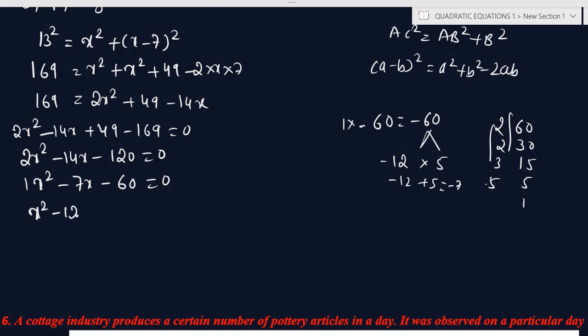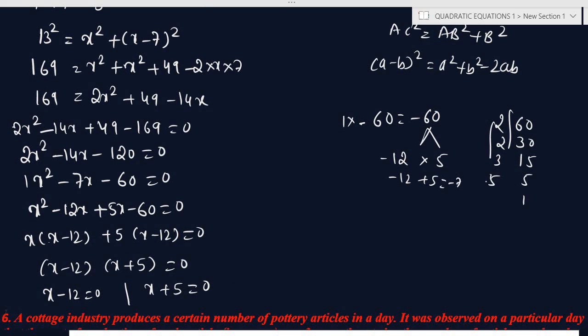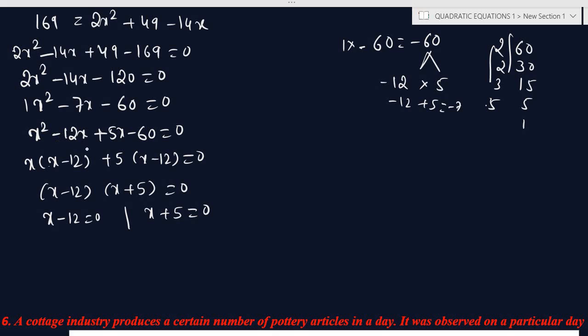x² − 12x + 5x − 60 = 0. Here we take x common: x(x − 12) + 5(x − 12) = 0. So (x − 12)(x + 5) = 0. x − 12 = 0 and x + 5 = 0. So x = 12 and x = −5 is the answer.